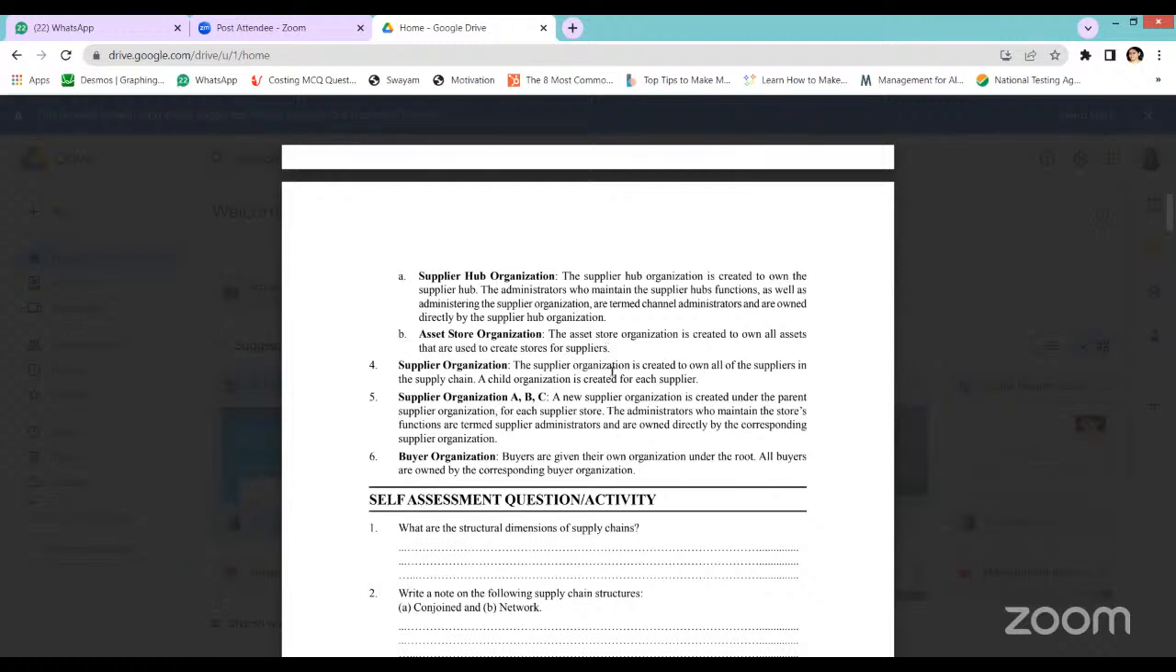Next one is supplier organization, which owns all of this. I myself have different suppliers. So what are the different organizations and suppliers I have in this chain? I will maintain a chain. A child organization is created for each supplier. Supplier organization ABC means an organization may consist of a number of suppliers and different activities to be managed, and assets to be stored. How all these are handled under the organizational structure is what we're learning here.